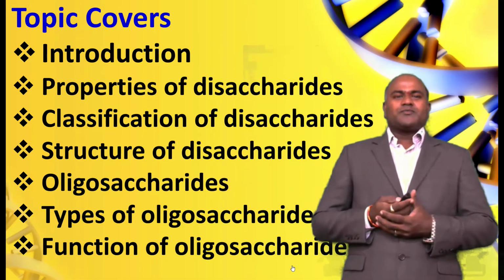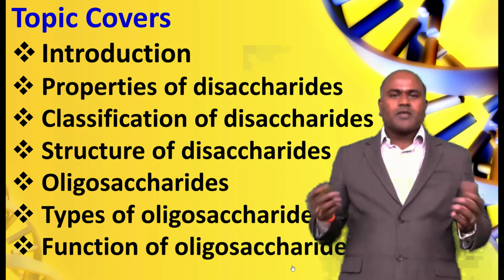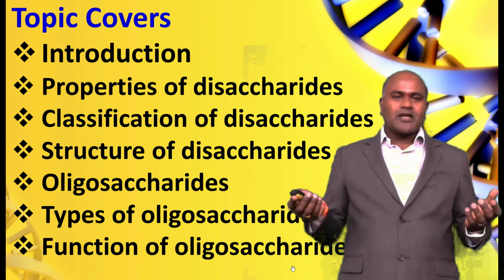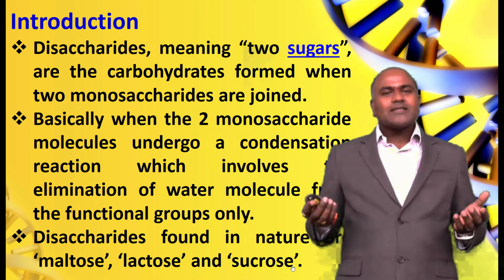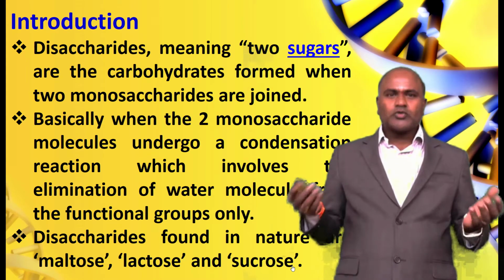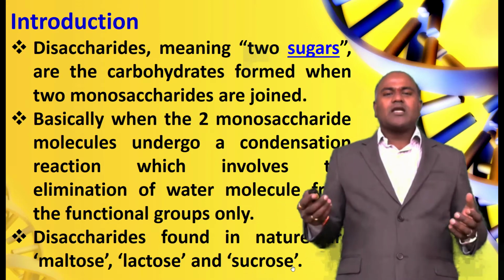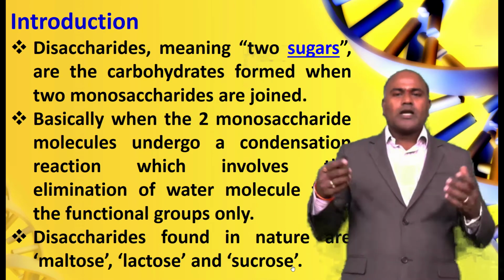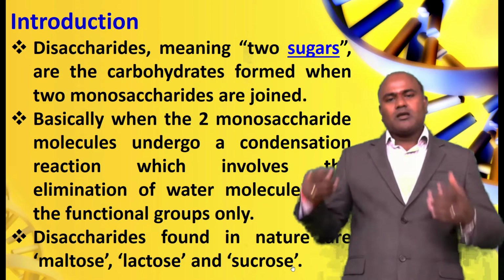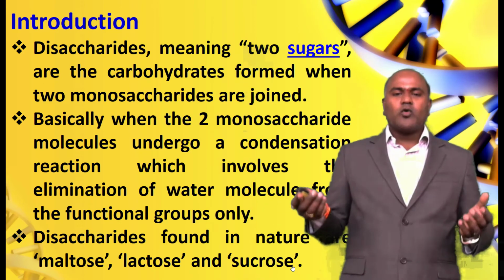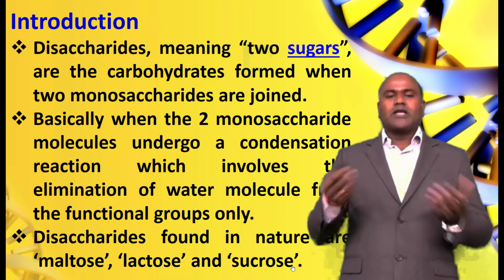This topic mainly covers disaccharides and oligosaccharides: properties of disaccharides, classification of disaccharides, structure of disaccharides, oligosaccharides, types of oligosaccharides, and function of oligosaccharides. So what are disaccharides? Disaccharides contain two monosaccharides joined together. Basically, two monosaccharide molecules undergo a condensation process, forming a disaccharide, and a water molecule comes out. Disaccharides are found in maltose, lactose, and sucrose.